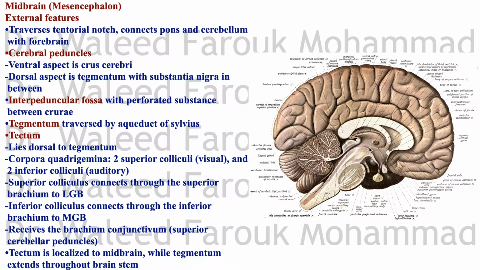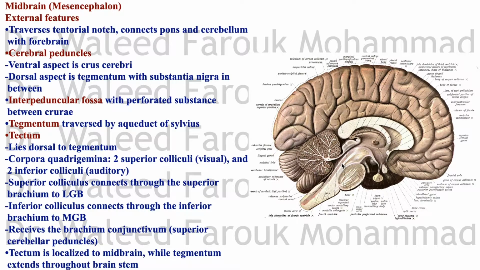The tegmentum is traversed by the aqueduct of Sylvius. This is the aqueduct of Sylvius that connects the third ventricle with the fourth ventricle. The tectum is this part. It lies dorsal to the tegmentum, and it has 4 protrusions called together the corpora quadrigemina: 2 superior colliculi and 2 inferior colliculi. The superior colliculi are in the visual pathway, and the inferior colliculi are in the auditory pathway.